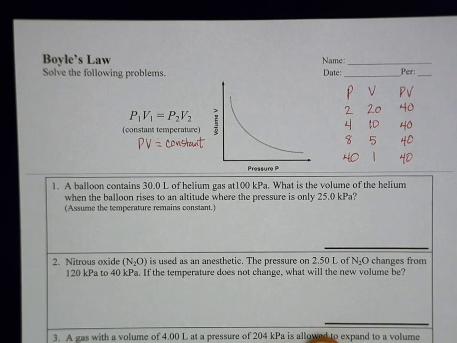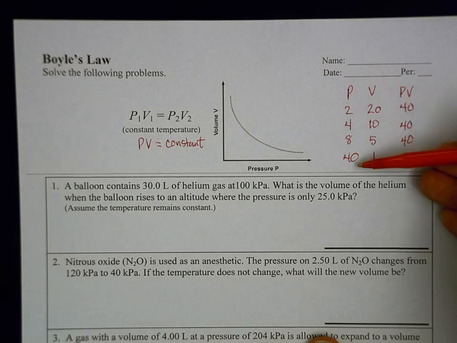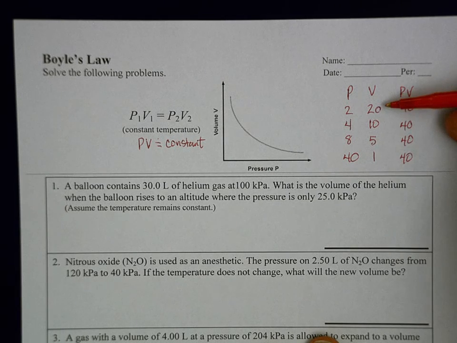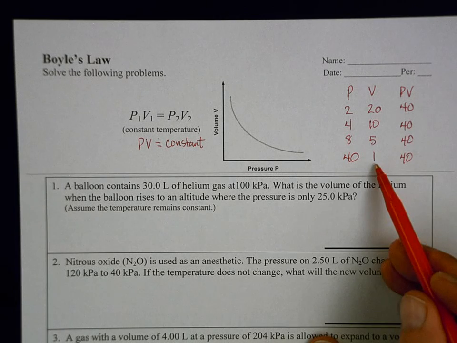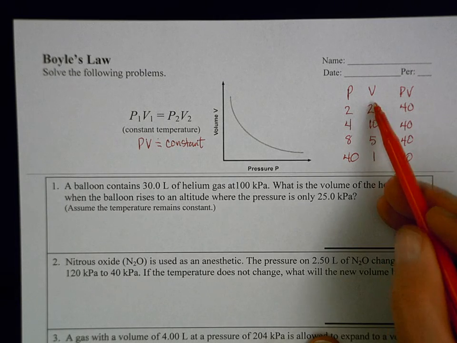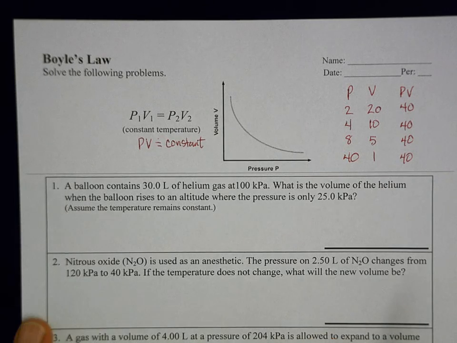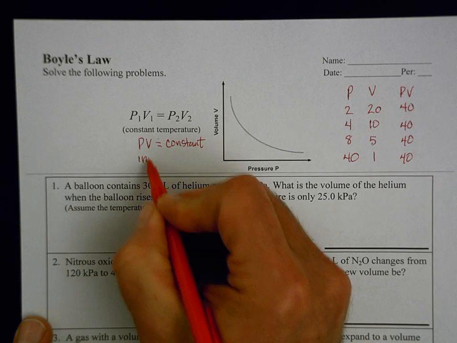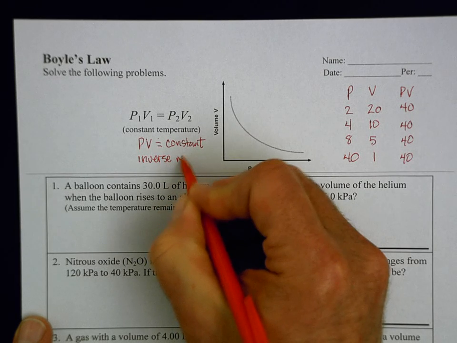Now note the pattern. As this one kept going up, this one kept going down. And you could go in the opposite direction. If I had started here and made the volume go up, you would have seen the pressure go down. This is what we call an inverse relationship.